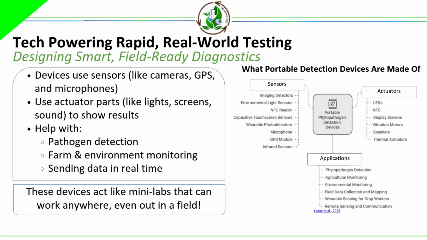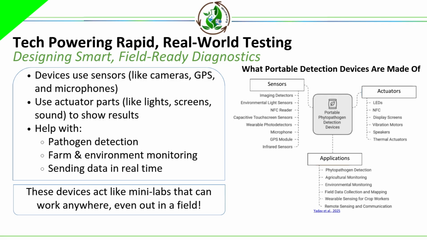In the last slide, we talked about the technologies that make testing faster and more portable. Now, let's look at how all those pieces come together in a real device. What actually makes a portable detection tool work in the field? This diagram breaks down the main parts of a modern field-ready diagnostic device. You see the sensor components, things like cameras, GPS, light sensors, microphones, and infrared detectors. These are the eyes and ears of the device.